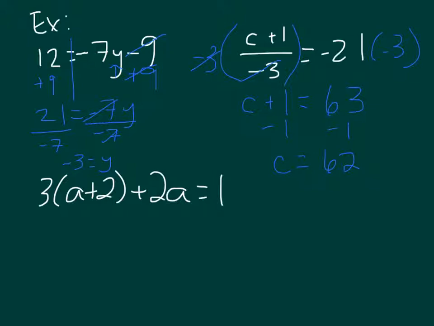All right, down here at the bottom, I'm going to get rid of the parentheses. So 3a plus 6 plus 2a equals 1. Then I'm going to combine like terms. So 5a plus 6 equals 1. Get rid of the addition or subtraction. So 5a equals negative 5. Divide by 5, and a equals negative 1.